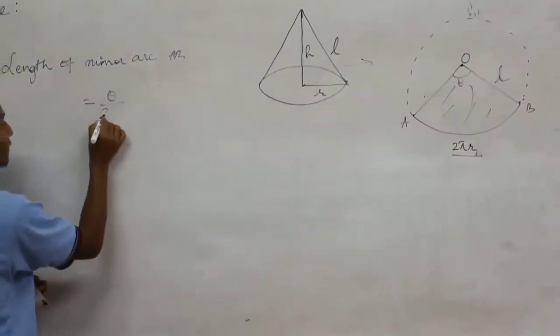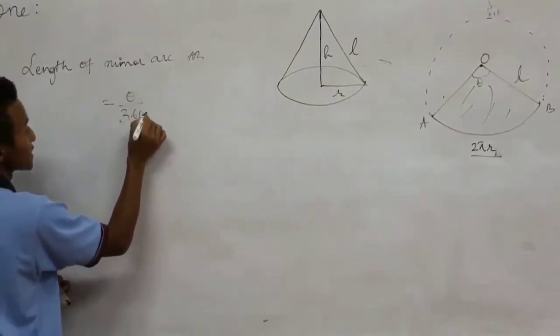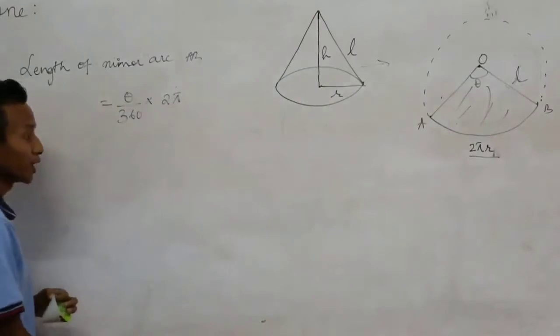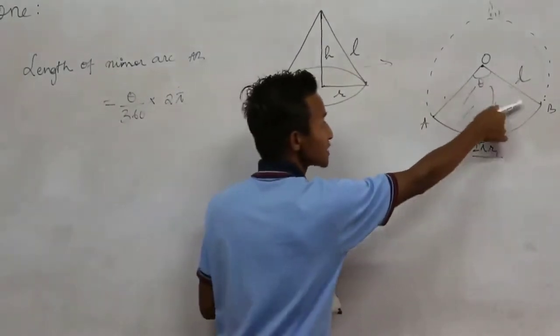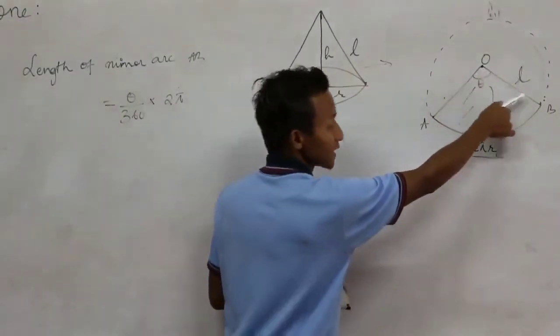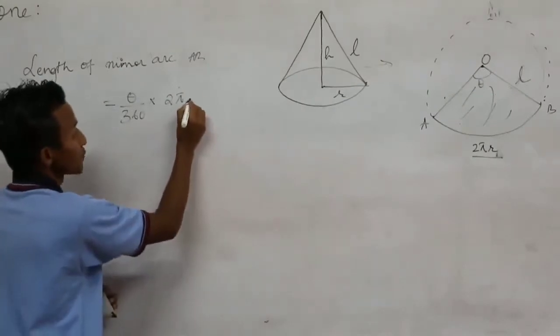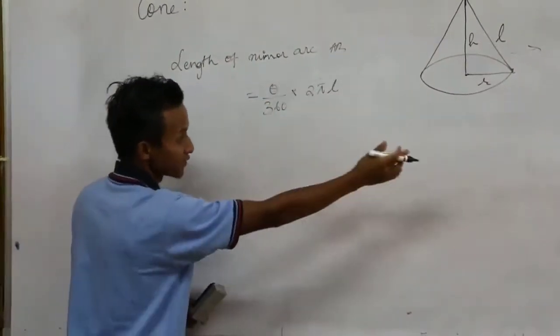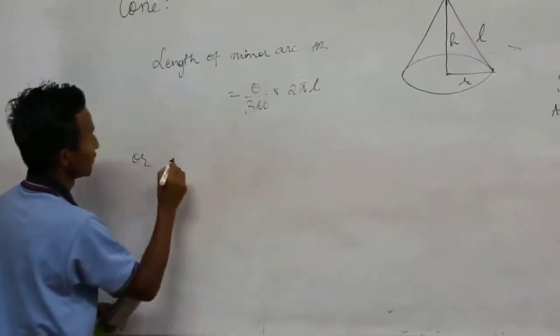Theta by 360 into twice pi radius. And what is the radius of this circle? The radius of this circle is L. So twice pi L. Length of a minor arc AB is given by twice pi R.